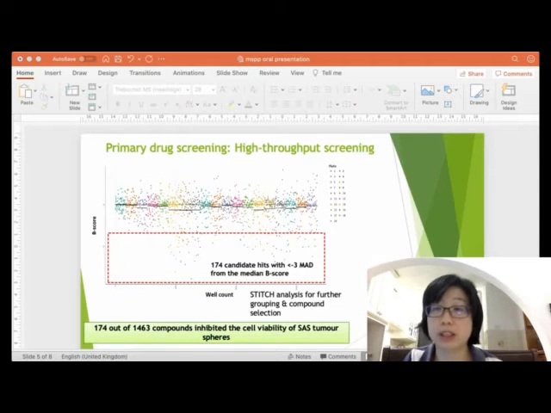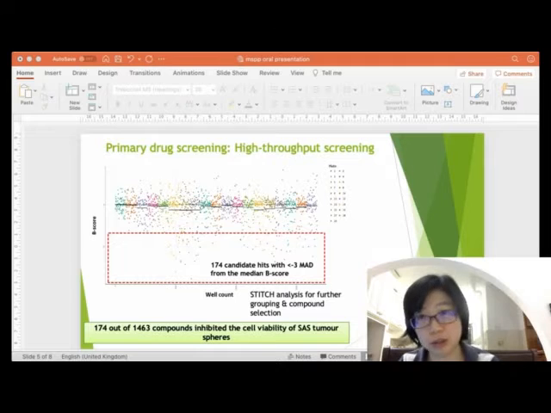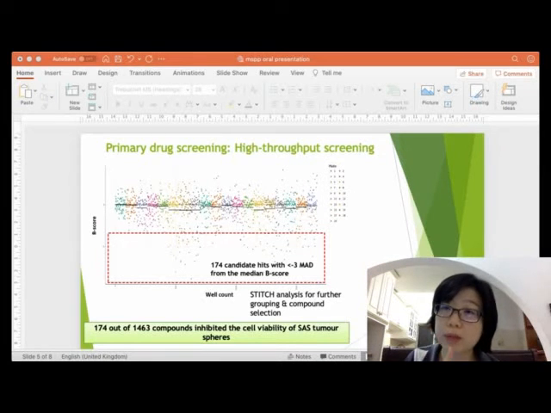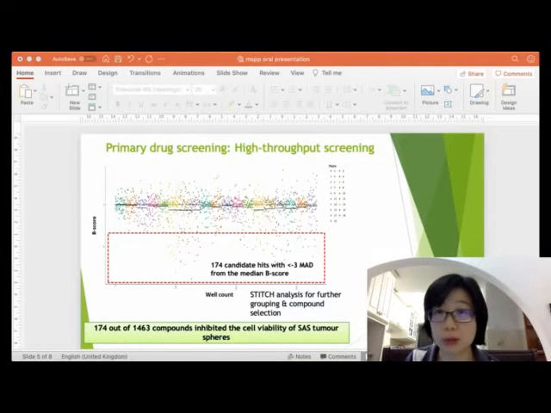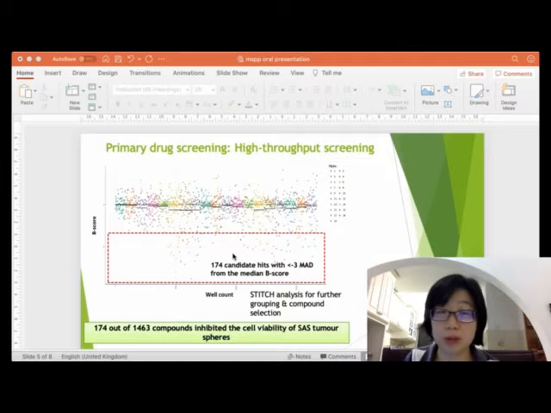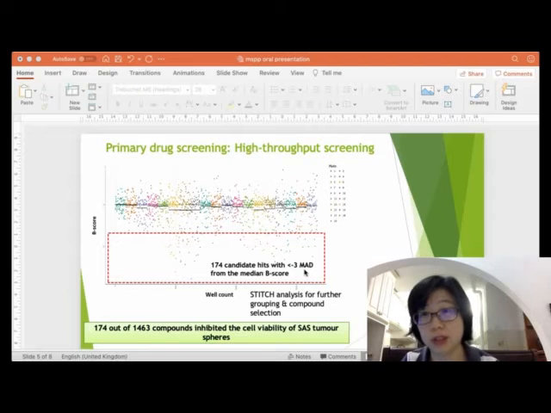We then move on with the primary drug screening. We did it on 1,463 drugs which are FDA approved or already in clinical trials, whereby in this phase only one well is tested for each drug, at 10 micromolar for 72 hours using the MTS assay. After correcting for interplate variability, B-score normalization is used to filter out the hits. The hits are defined by B-scores lower than 3 MAD, where MAD refers to the median absolute deviation.